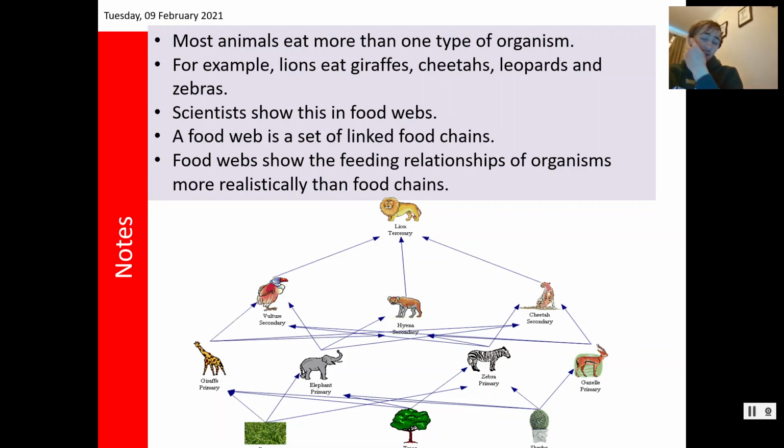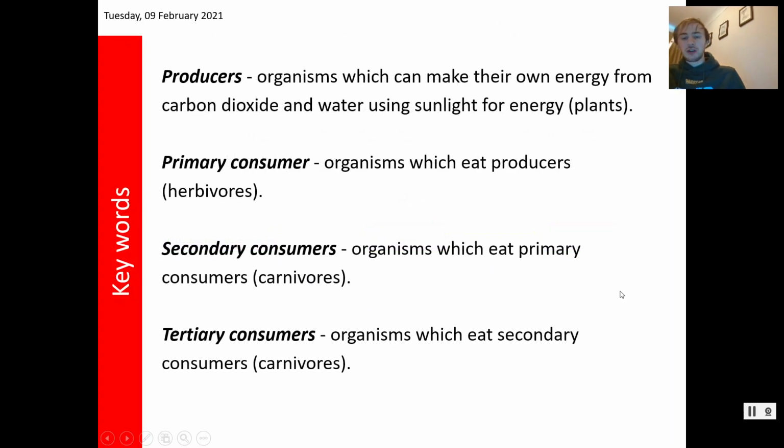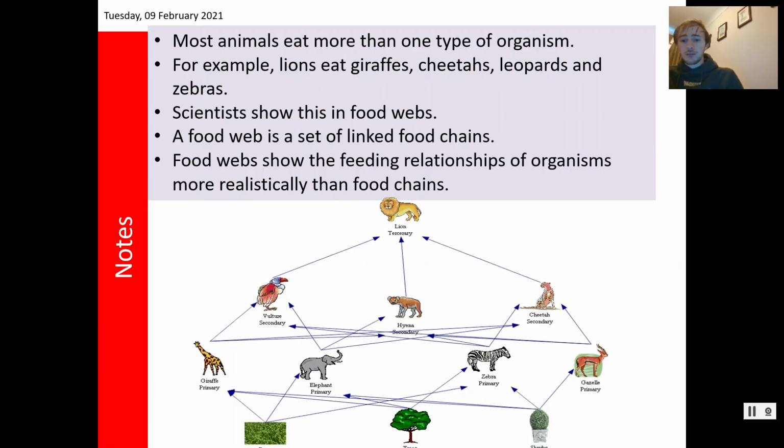Now, you can show this as a food web, and a food web is a set of linked food chains. They show the feeding relationship of organisms in a way that is more realistic, i.e., a food chain would indicate that, for instance, we'll go back to our original food chain way back before, that giraffes only eat acacia trees, and lions only eat giraffes. That is definitively not true. So what we're seeing is a more realistic way of laying out this information. Now, it's also a much less useful way of laying out the information in general.